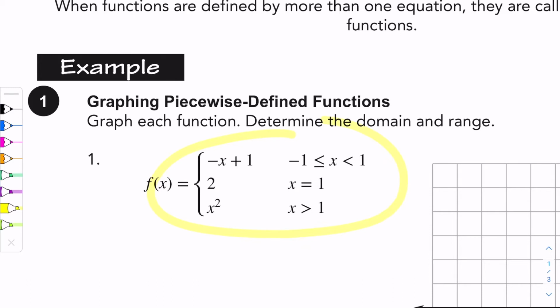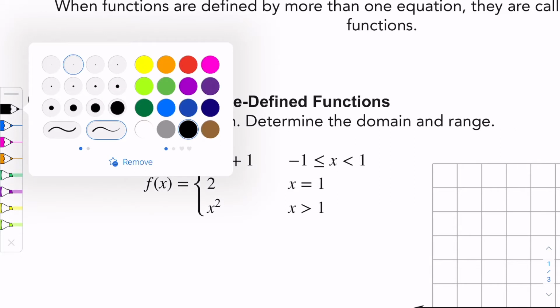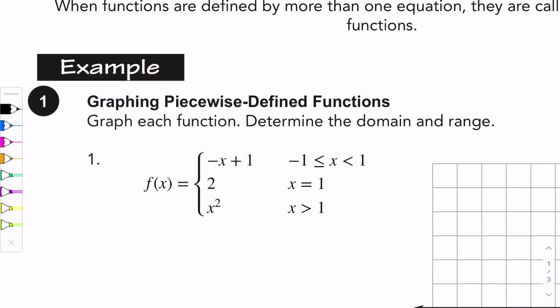So we need to break this apart into 3 separate sections. And just a quick note before I do that, there's one function notation for each part of this graph, but we could rewrite this if we wanted to as 3 separate functions. We could write this as the first function being f of x is equal to negative x plus 1 on the interval of negative 1 less than or equal to x less than 1.